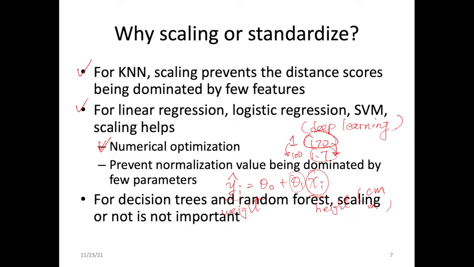Okay, let's continue. So we said that for linear regression, logistic regression, SVM, or even for deep learning, we need to scale the features for numerical reasons. And if you are dealing with decision tree or random forest, then scaling or not is not important. That doesn't influence your result.